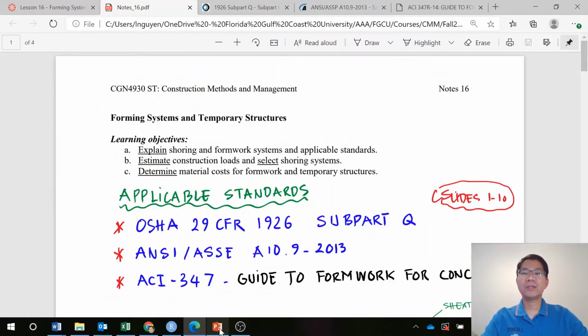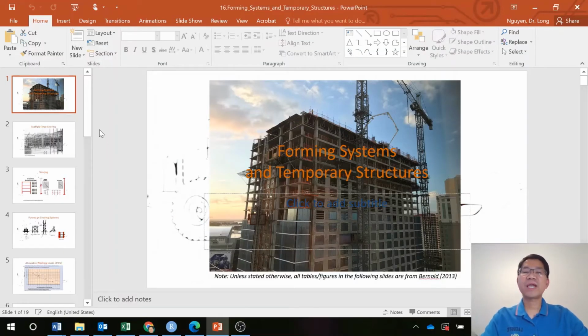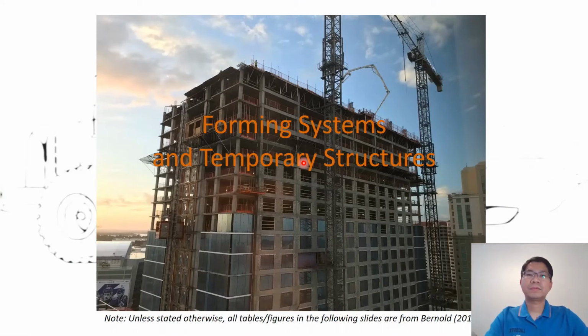So let me go to the first few slides to discuss the shoring system and temporary structure used especially for concrete construction. For the forming system and temporary structure, as you can see in this figure, we have a formwork to post slab, and also the concrete pumper and tower crane to transfer material, and the hoist to vertically transfer the workers to the top floor to work on.